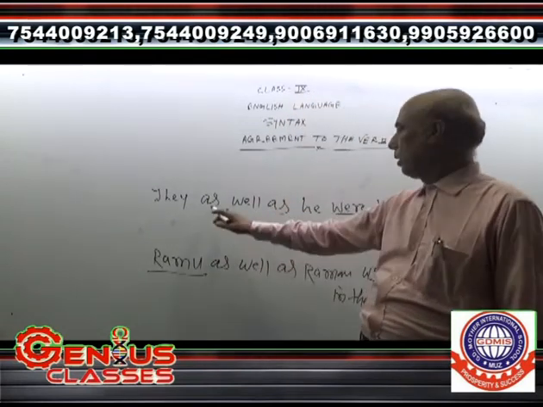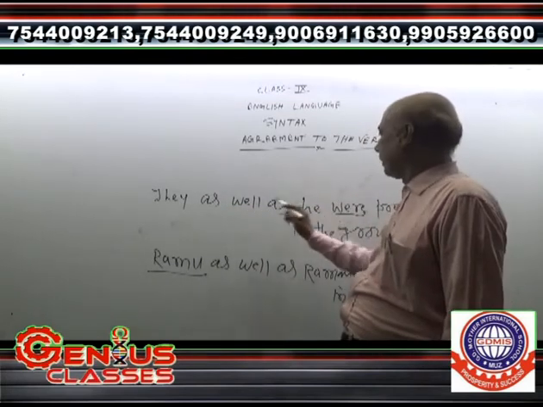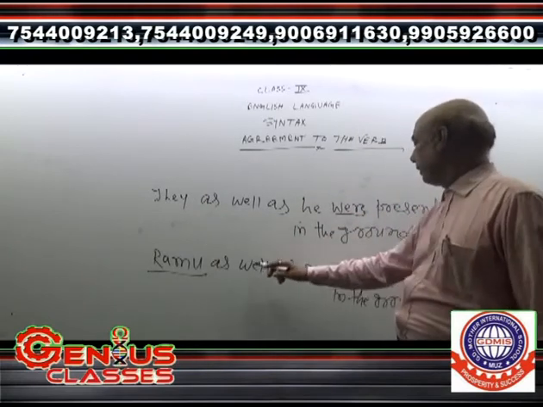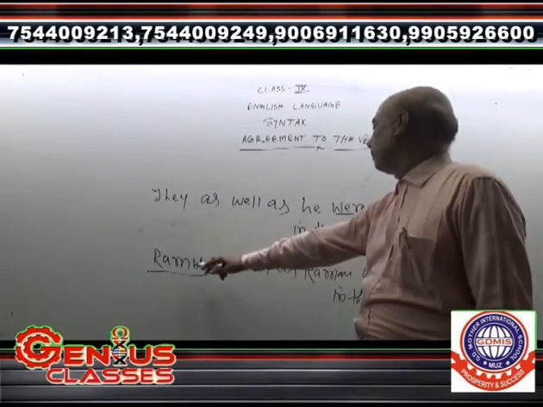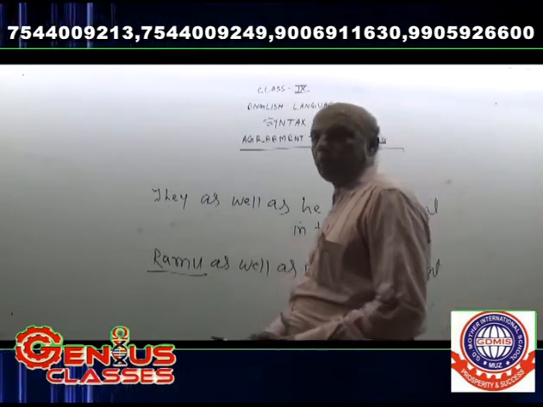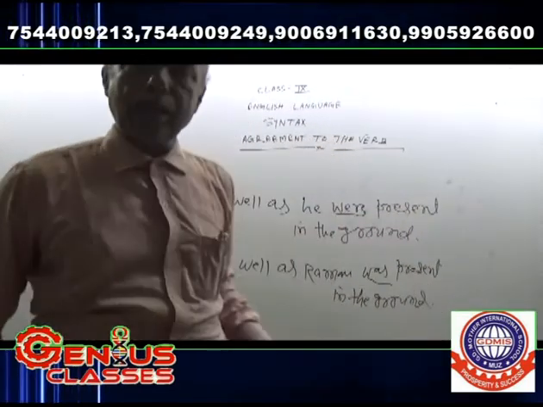And I have told you, as you see, "they as well as he were". Here "were" has been used as per "they". Here you see "as well as", and before "as well as" is Ram. So here "was" has been used as per Ram. The next examples I am going to describe with this.